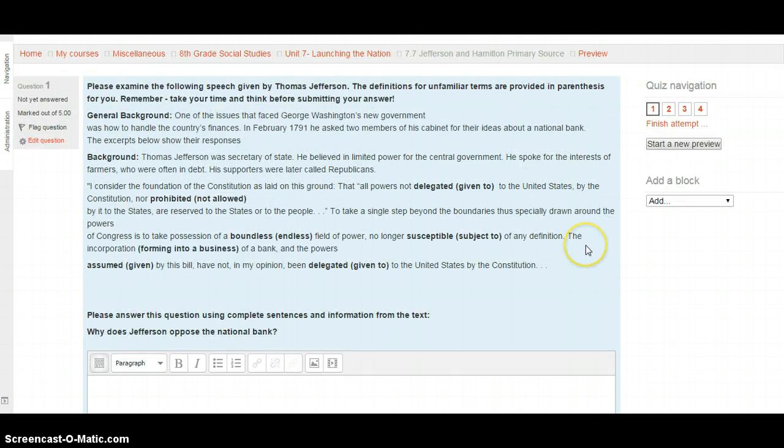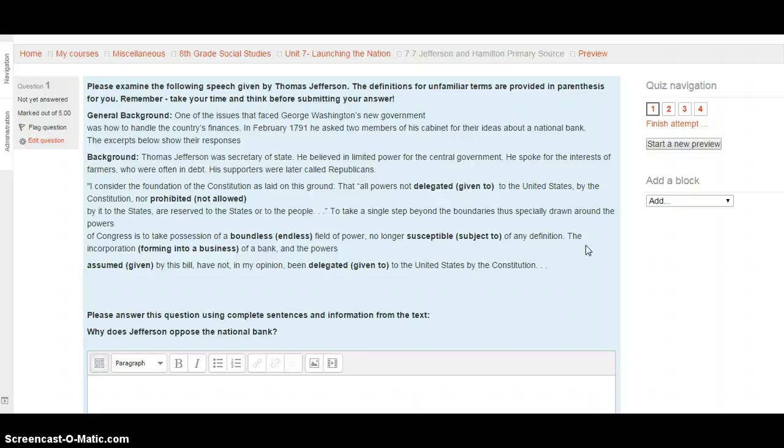So here are our instructions. Please examine the following speech given by Thomas Jefferson. The definitions for unfamiliar terms are provided in parentheses for you. Remember, take your time and think before submitting your answer. Here is our general background.